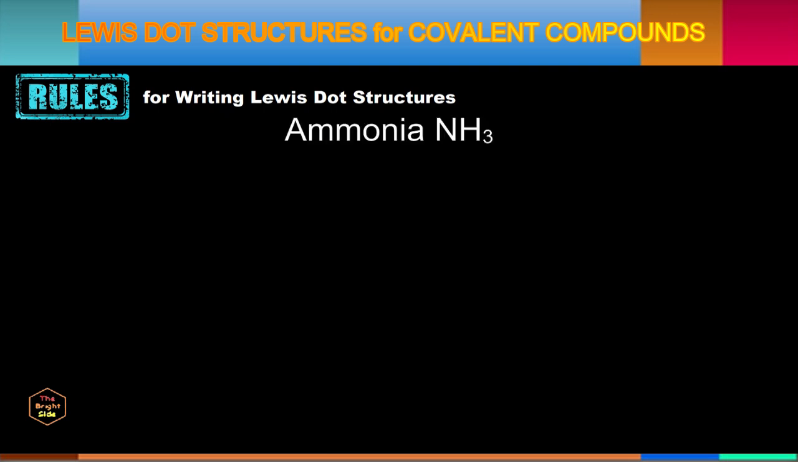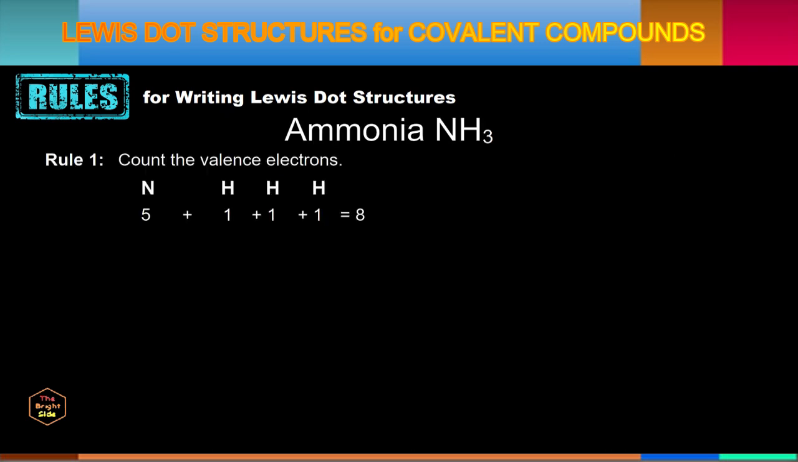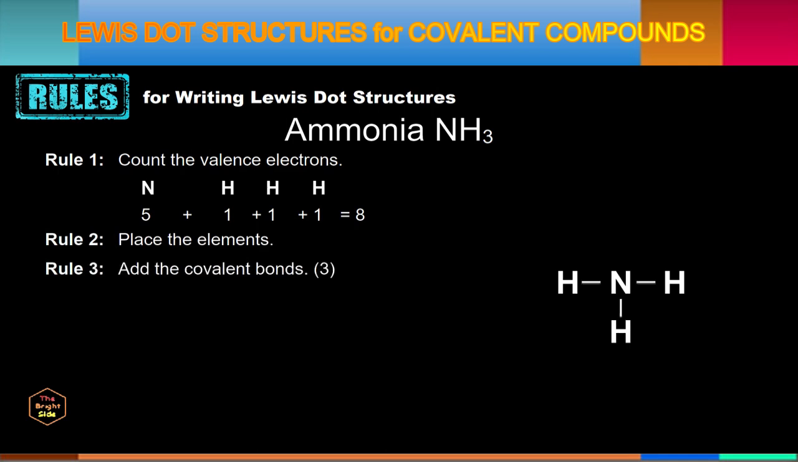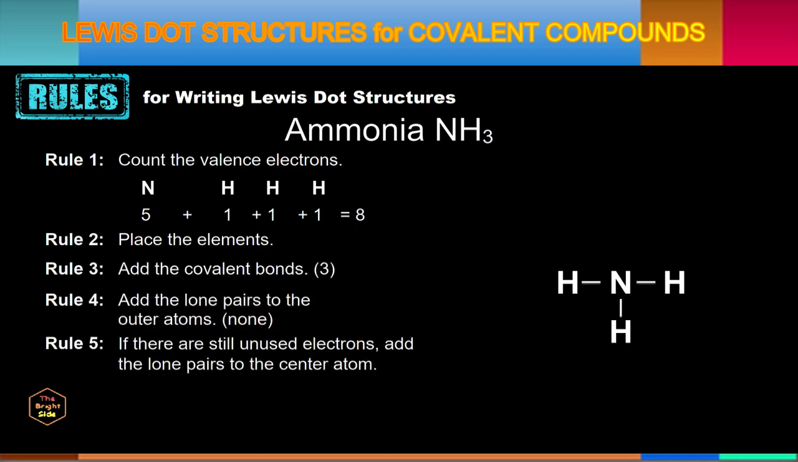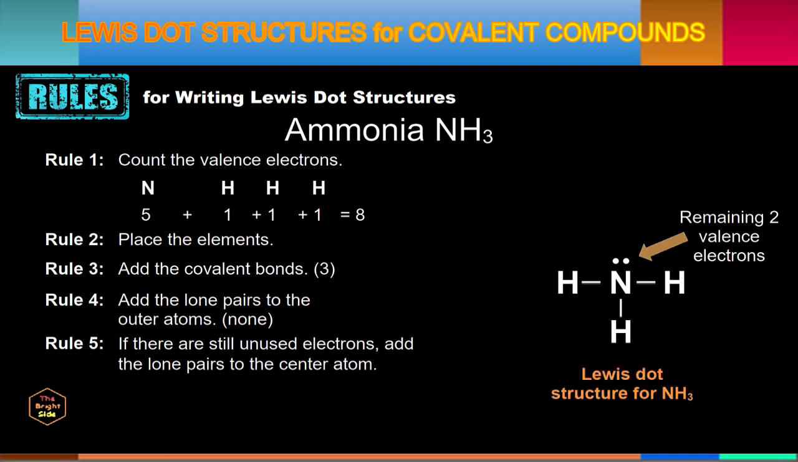Next, we'll apply the fifth rule. In this example, we're going to use NH3, commonly known as ammonia. We'll start by going through the first 4 rules. Now we can apply Rule 5, which states, if there are still unused electrons, add the lone pairs to the center atom. So we'll place the remaining 2 valence electrons on the central nitrogen atom. This creates the Lewis dot structure for ammonia.